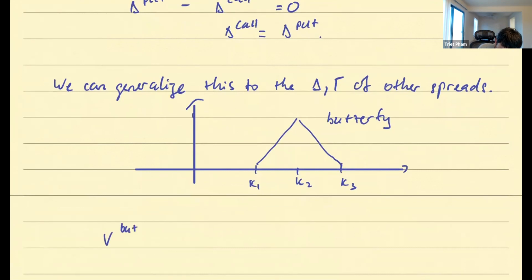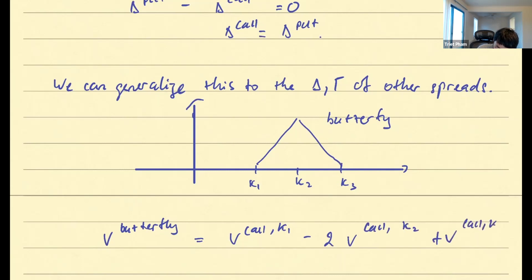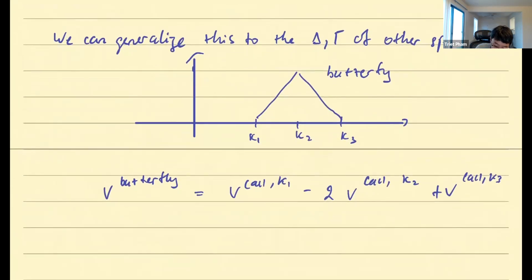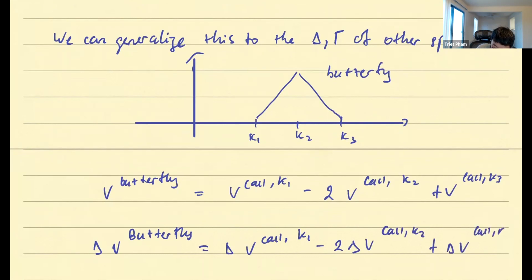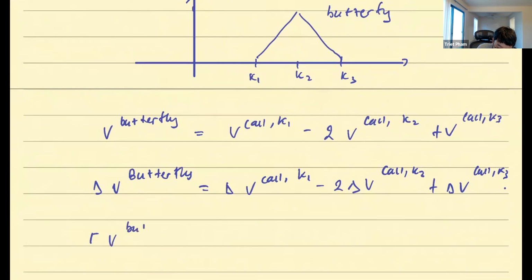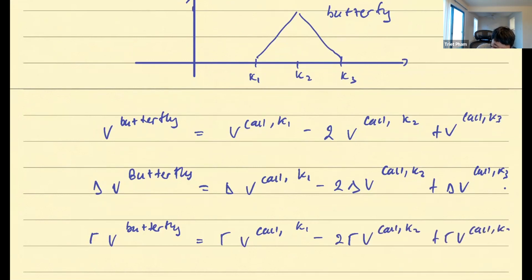So V butterfly is V call K1 minus twice V call K2 plus V call K3. That means the delta of V butterfly is delta of V call K1 minus twice delta of V call K2 plus delta of V call K3. That means the gamma of V butterfly is gamma of V call K1 minus twice gamma of V call K2 plus gamma of V call K3, like that.